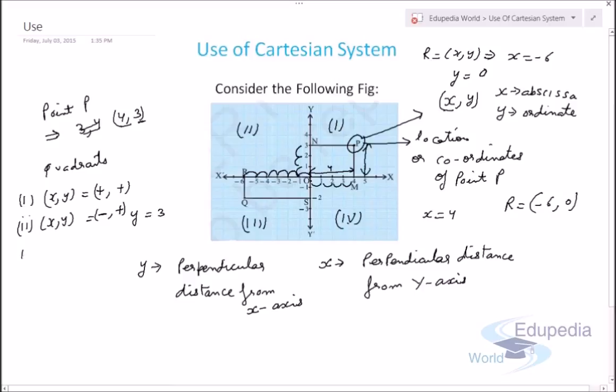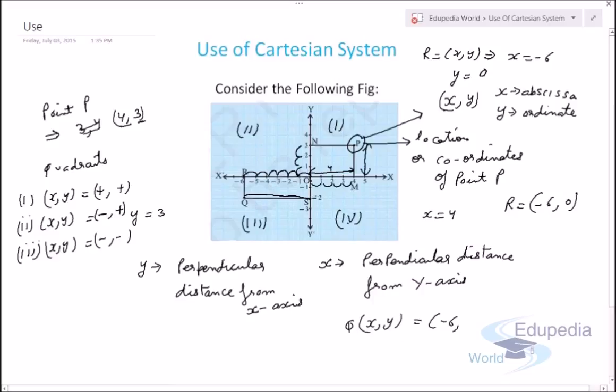Now in the third quadrant, both x and y are negative. Why? Because when you look at point Q, we have Q at a distance of 6 on the x-axis. If we represent Q as x and y, the x part is again 6 units, we can see clearly, but it's in a negative direction, so it will be -6.